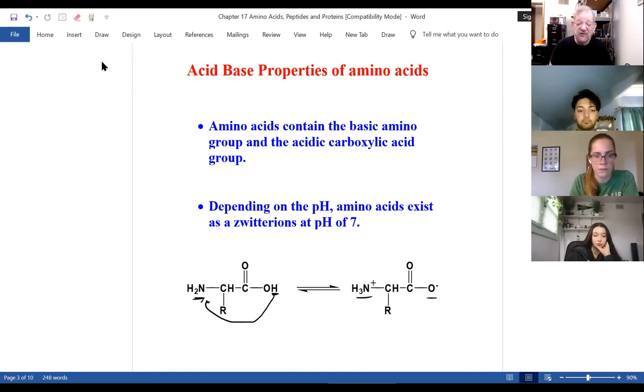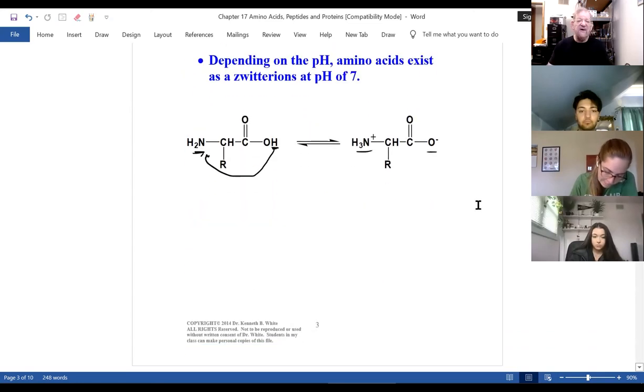Now, if you notice, there are two ions in this molecule, and they're not attached to the same atom. The NH3 group is on that carbon. The O- is on the carbonyl. As a name, Zwitterion. And you can tell Dr. White knows it's German because it comes from the German word Zwei, which is two. And a Zwitterion has two different ions in the same molecule. All molecules have a net zero charge. This therefore has a net zero charge. And that's an important property of amino acids.